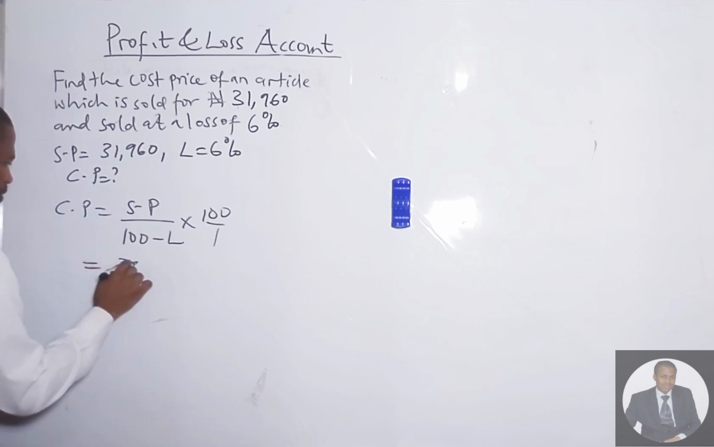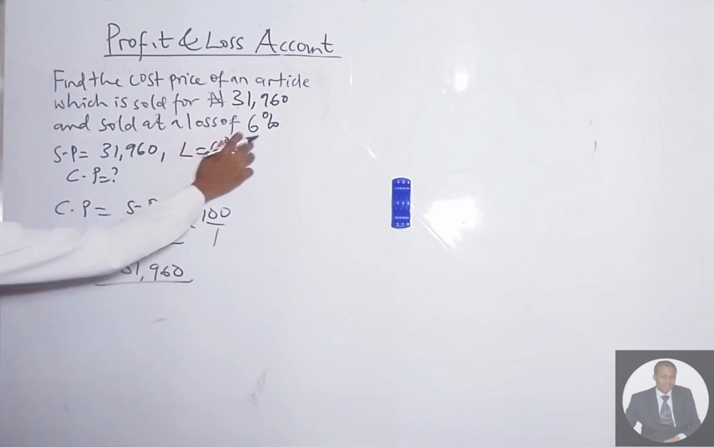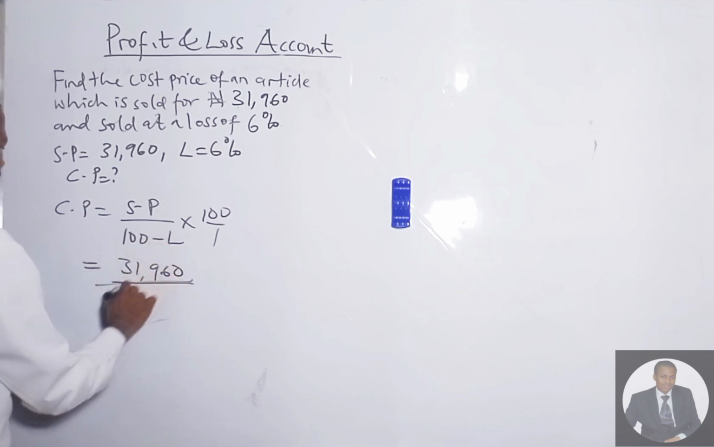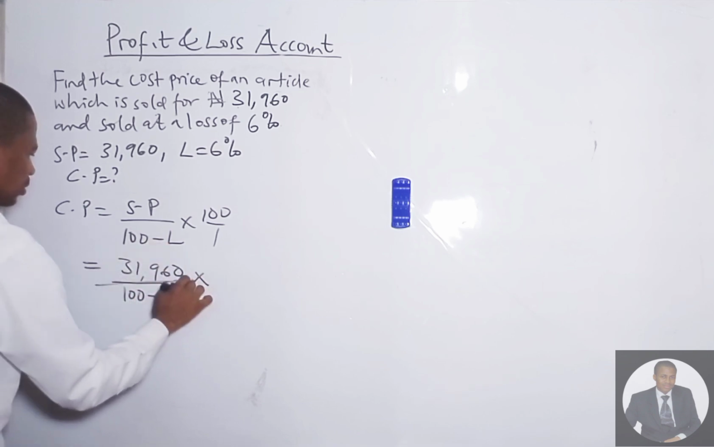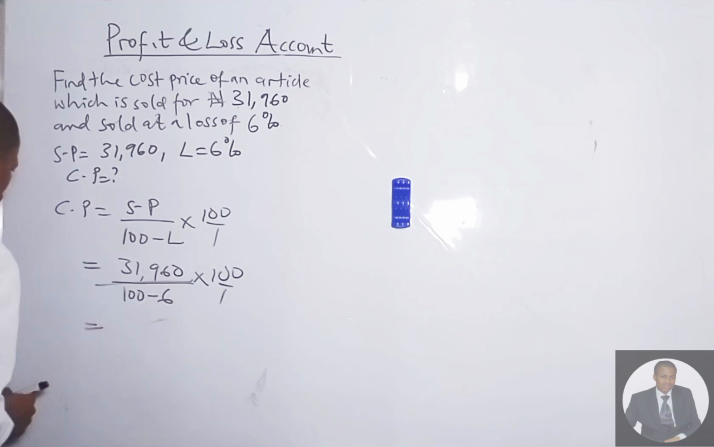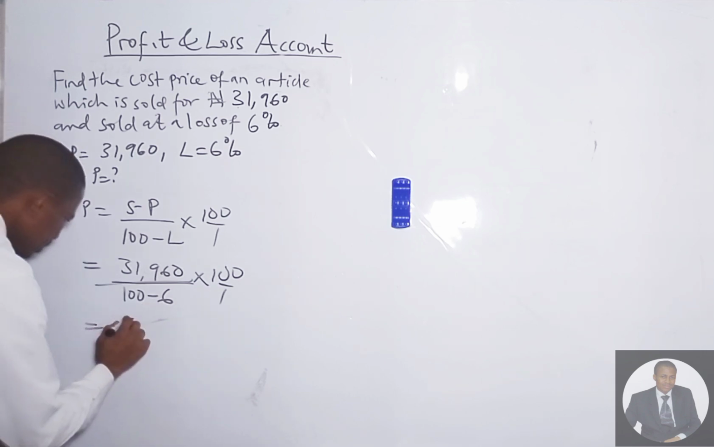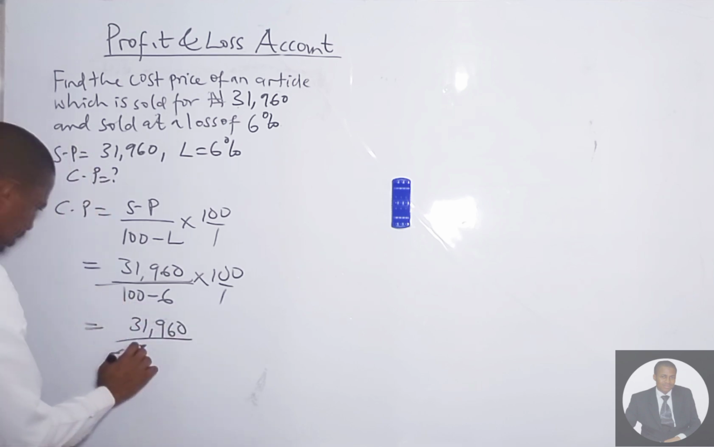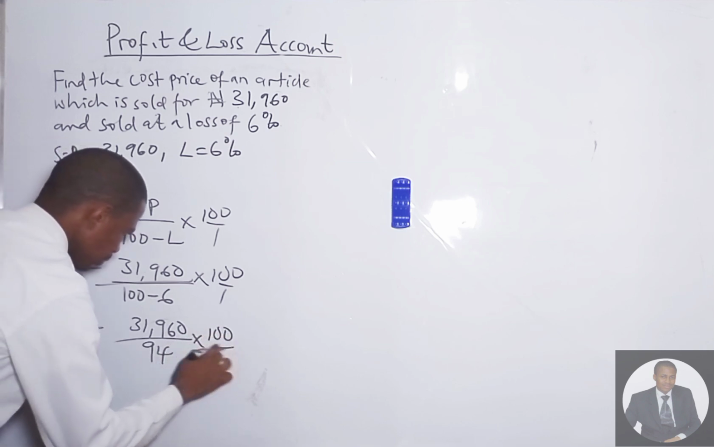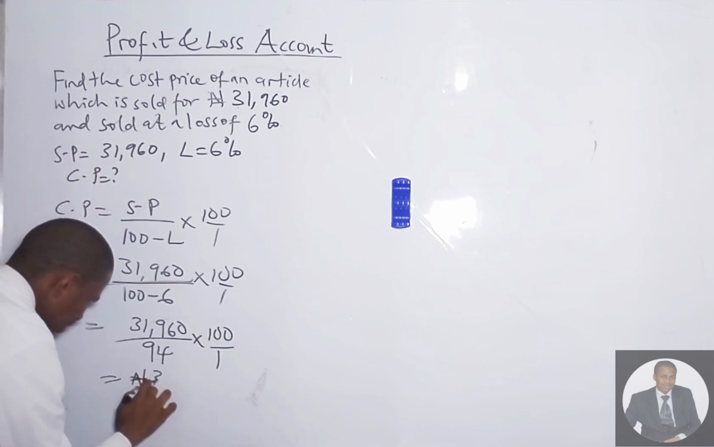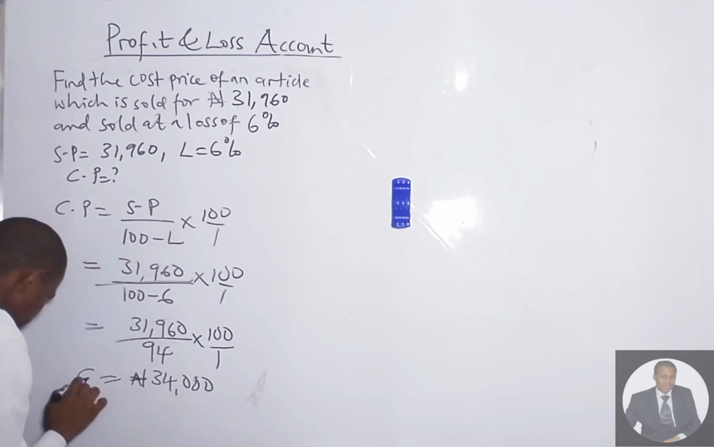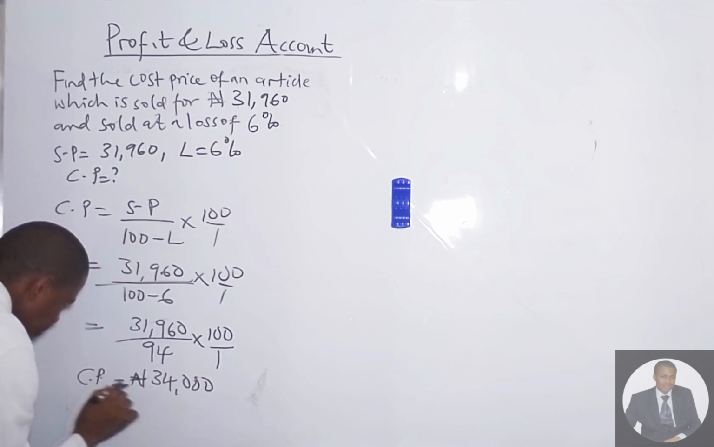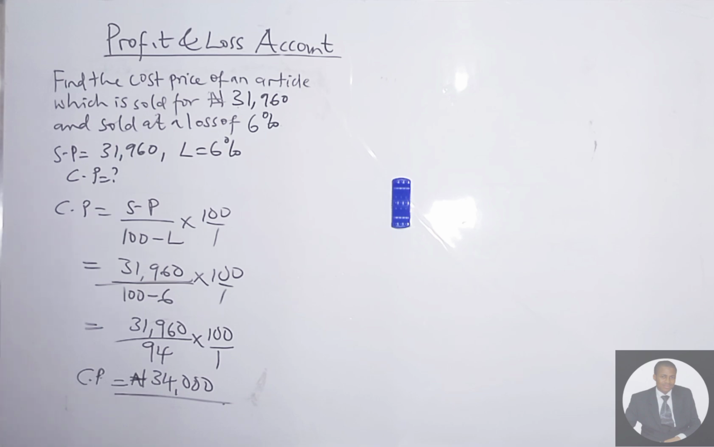So cost price here will be selling price over 100 minus loss times 100 over 1. What's the selling price? 31,960 over 100 minus 6, that's 94, times 100 over 1. This will give us 34,000. So the cost price equals 34,000. So he bought it at 34,000, for whatever reason sold at 31,960 at a loss of 6%.